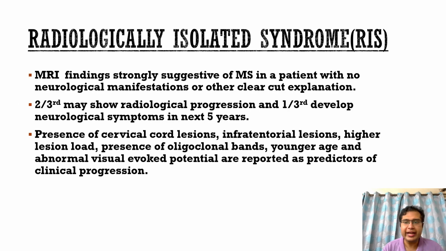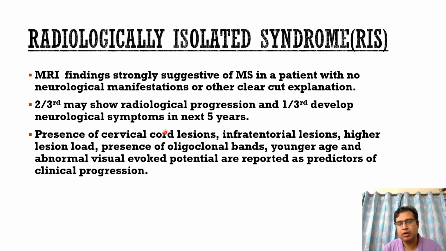Then coming to two important entities that are described in multiple sclerosis, that is clinically isolated syndrome and radiologically isolated syndrome. So clinically isolated syndrome, as the name suggests, is where the features of multiple sclerosis are detected clinically, while radiologically it doesn't fulfill the McDonald criteria. While in radiologically isolated syndrome, the MRI findings are strongly suggestive of multiple sclerosis in the patient. That is, it fulfills both DIS and DIT criteria, while the patient has no neurological manifestations clinically, or no other clear-cut explanation is present.